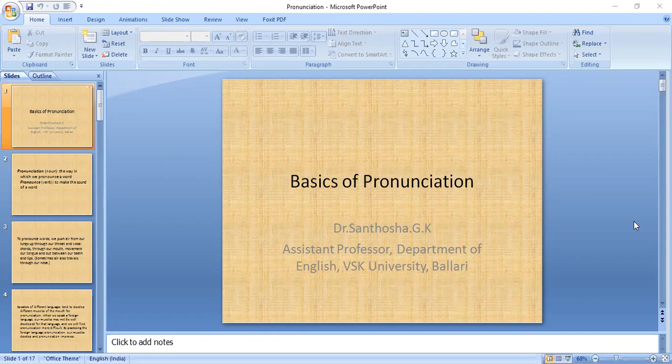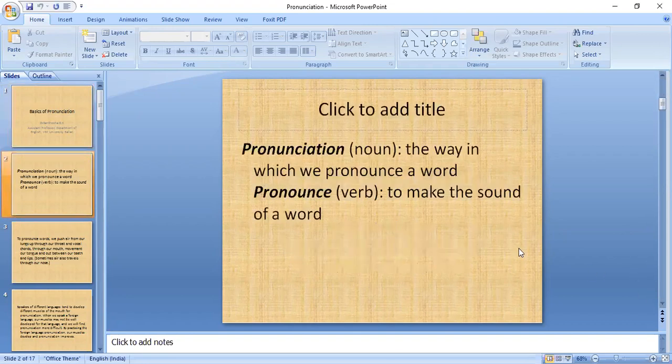So let us talk about pronunciation. What is pronunciation? Pronunciation is the way we pronounce a word, or in which way we pronounce the word. That is very, very important. In which way we pronounce, or we make the sound. We make the sound when we pronounce the word.